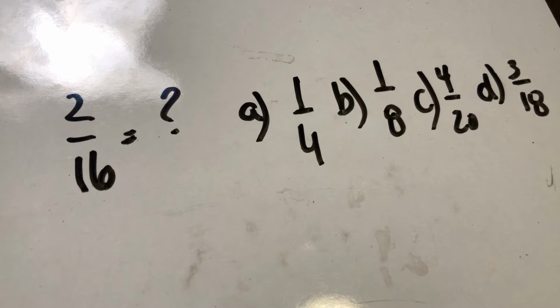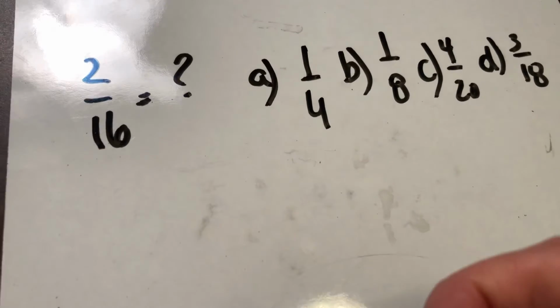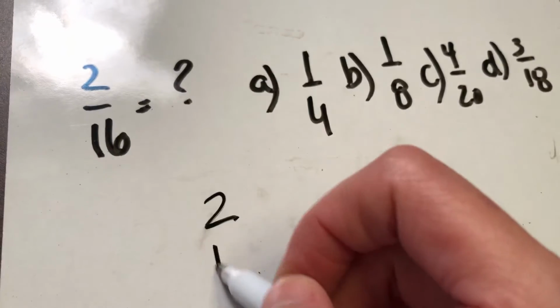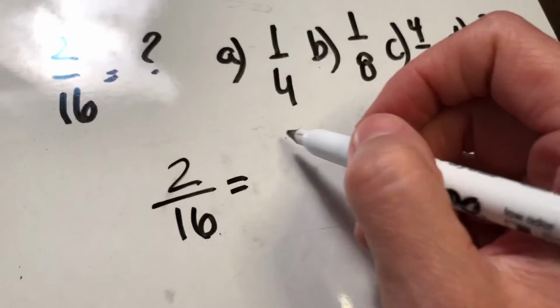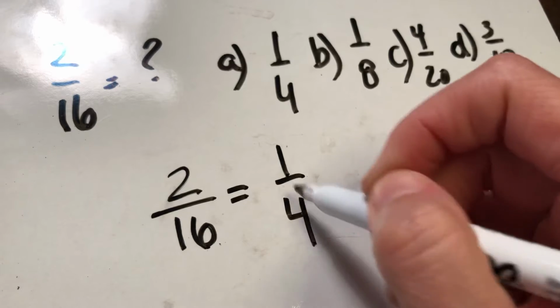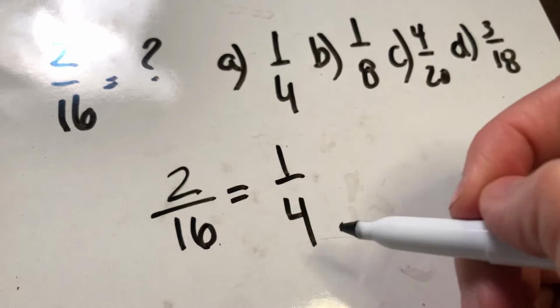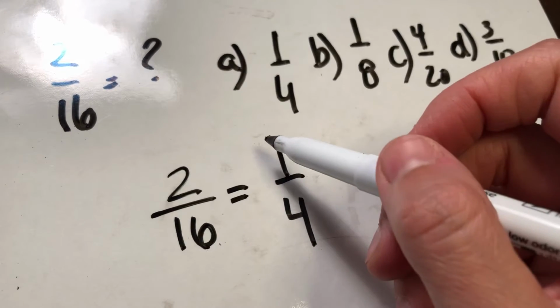Do you remember how for two fractions to be equivalent, you have to either multiply or divide by the same thing to get from one fraction to the next fraction? So 2 over 16, let's go ahead and look at the first one. Let's see if this is true. 2 over 16 is equal to 1 over 4. Let's start on this side and move that way using multiplication because that's really what we've used the most.